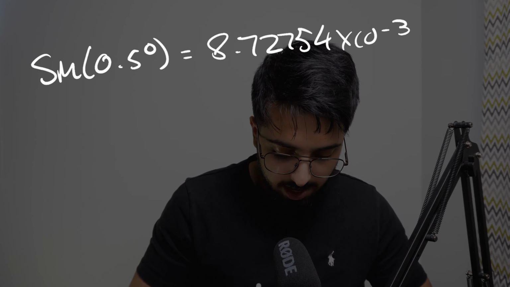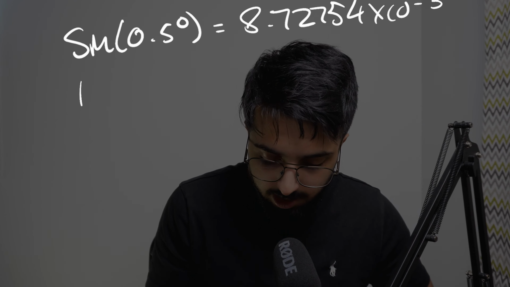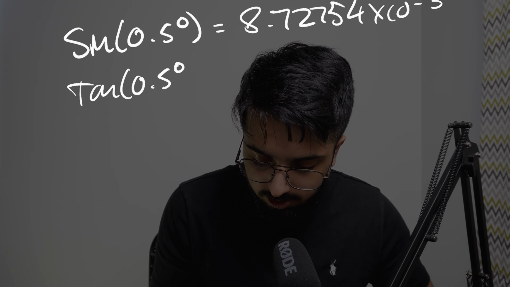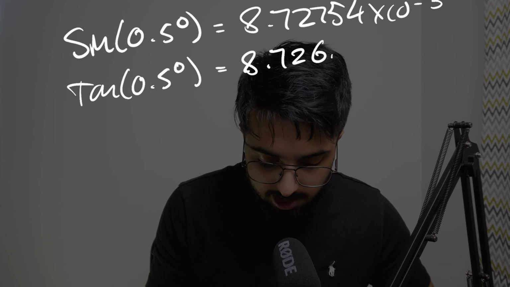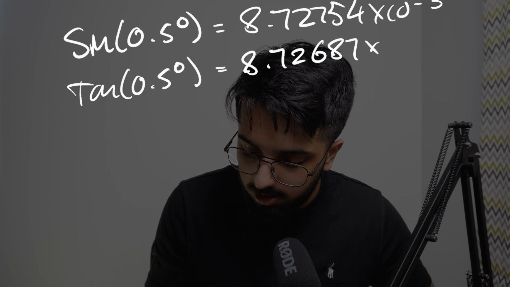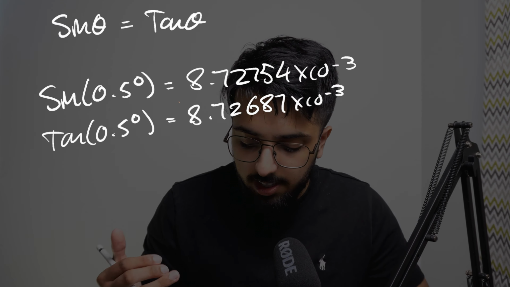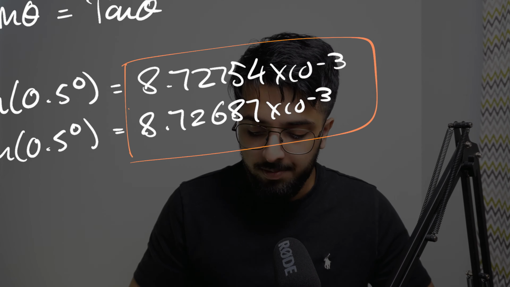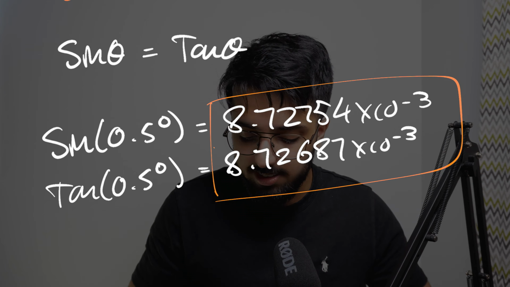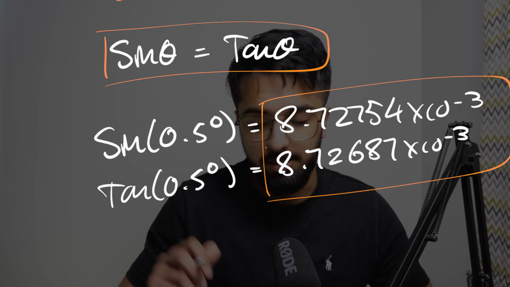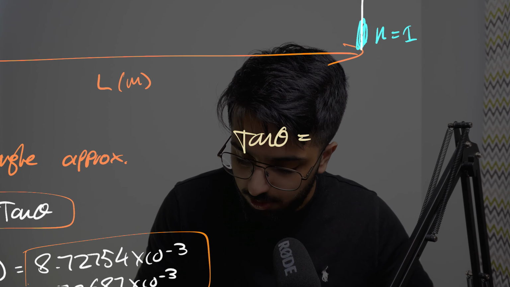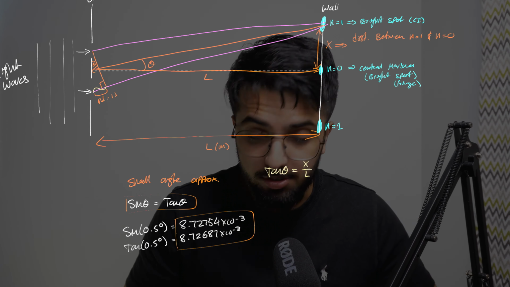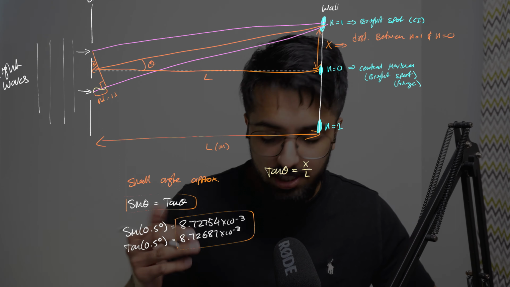But let's do tan 0.5. So tan 0.5 degrees is equal to 8.72687 times 10 to the negative 3. Now you can see that these values are very, very similar. And so therefore we can approximate that sine theta is equal to tan theta. Now, in this case, tan theta is equal to x over L, right? Because, again, tan is opposite over adjacent.